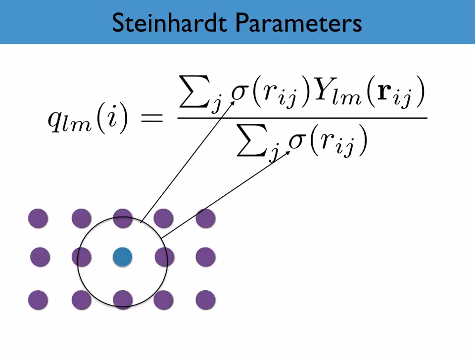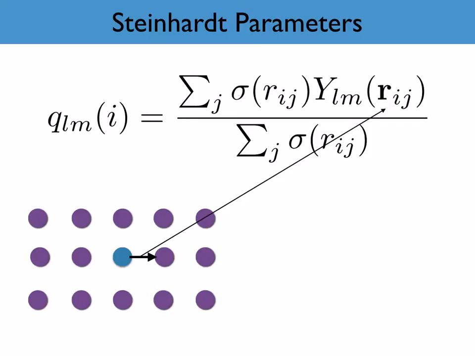Sigma of Rij is a switching function that acts on the distance between atom i, the central atom, and atom j. This term ensures that we only consider the ordering of those atoms in the first coordination sphere of atom i. Atoms in higher coordination spheres are essentially ignored. Furthermore, because sigma appears in both the numerator and the denominator of this expression, the final quantity is a weighted average of these Ylm terms. Each of these Ylm terms is a function of one of the Rij vectors. To be clear, these are the vectors connecting the central atom, the blue atom in the figure, to each of the remaining atoms in the system.